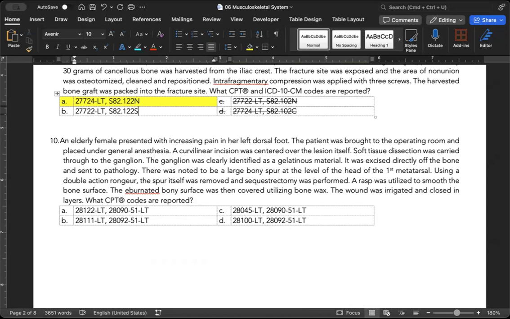Using a double action rongeur, the spur itself was removed and a sequestrectomy was performed. A rasp was utilized to smooth the bone surface, and the everted bony surface was then covered utilizing bone wax. The wound was irrigated and closed in layers. So what CPT codes are we going to report?